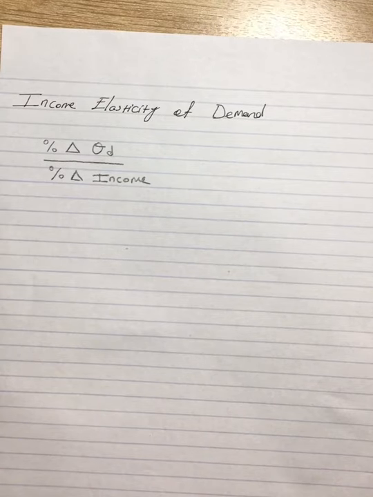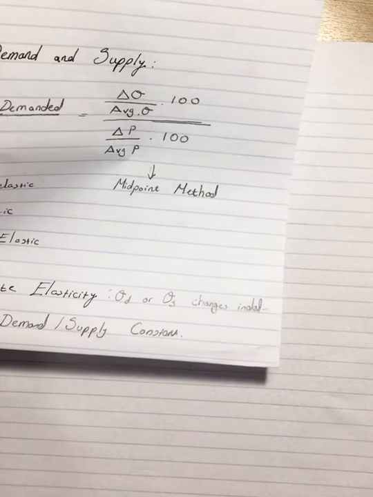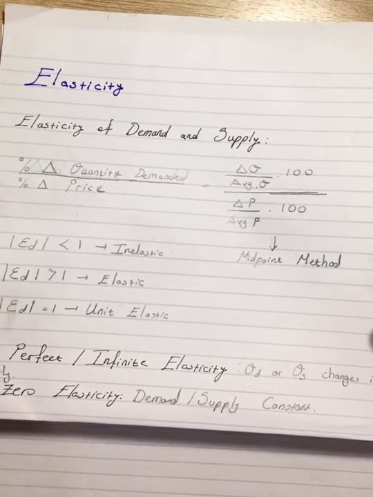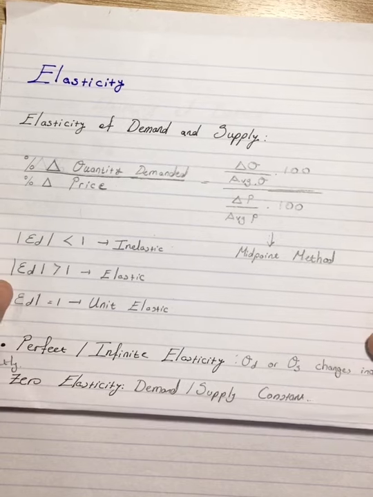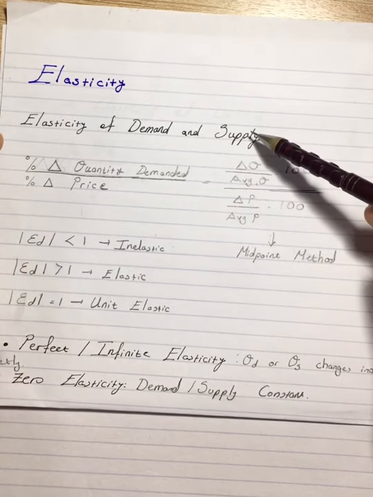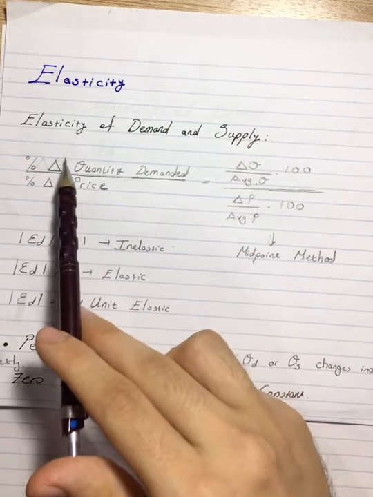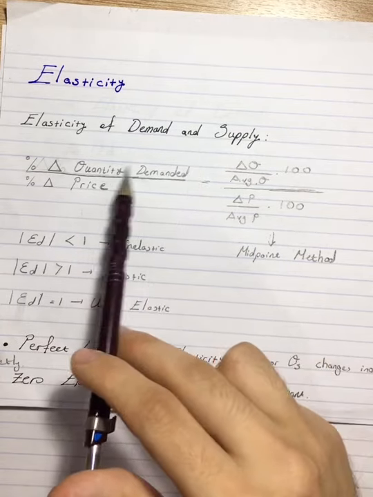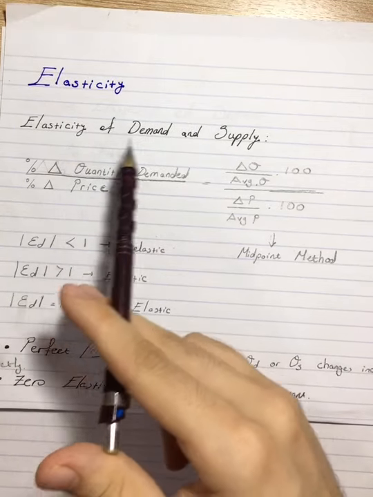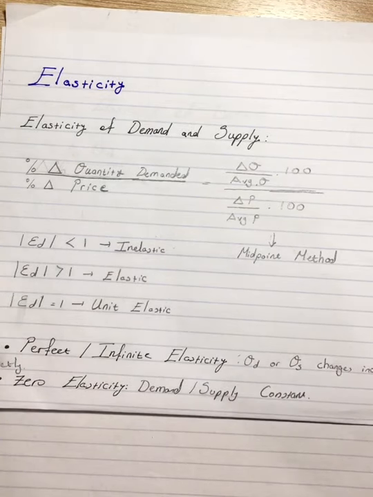I forgot to mention the income elasticity of demand. Income elasticity of demand is the percentage change in the quantity demanded over the percentage change in income. And also you can convert it to the midpoint method, as we will see in the questions. Also, I forgot to mention that the elasticity of supply is the same as that of demand. We just substitute quantity demanded with quantity supplied. So the formulas for the elasticity of demand and supply are the same.